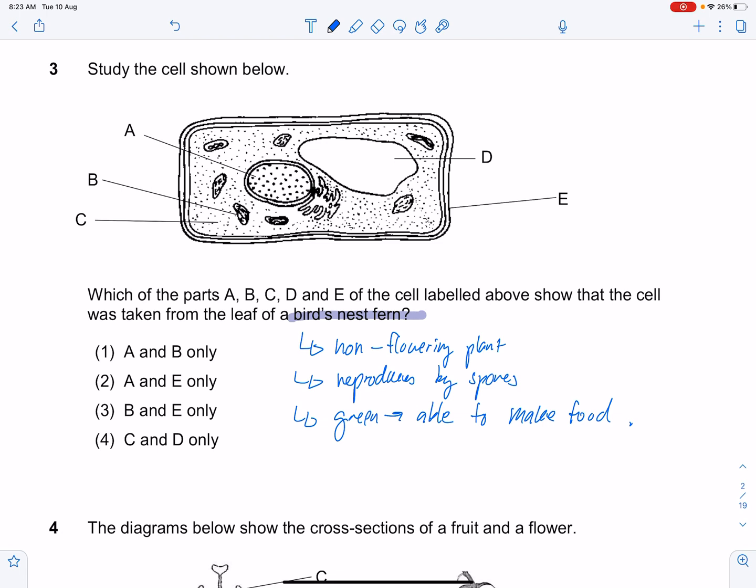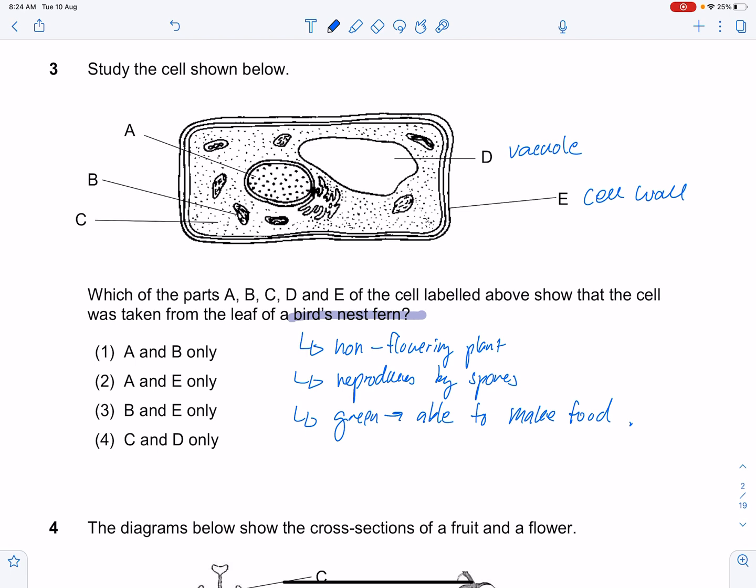Okay, so from this, we know that firstly, it has to be a plant cell. The structure E, which is actually your cell wall, tells me that it's a plant cell, right? Okay, so let's do some labeling first. So this is the cell wall. This is actually your vacuole.